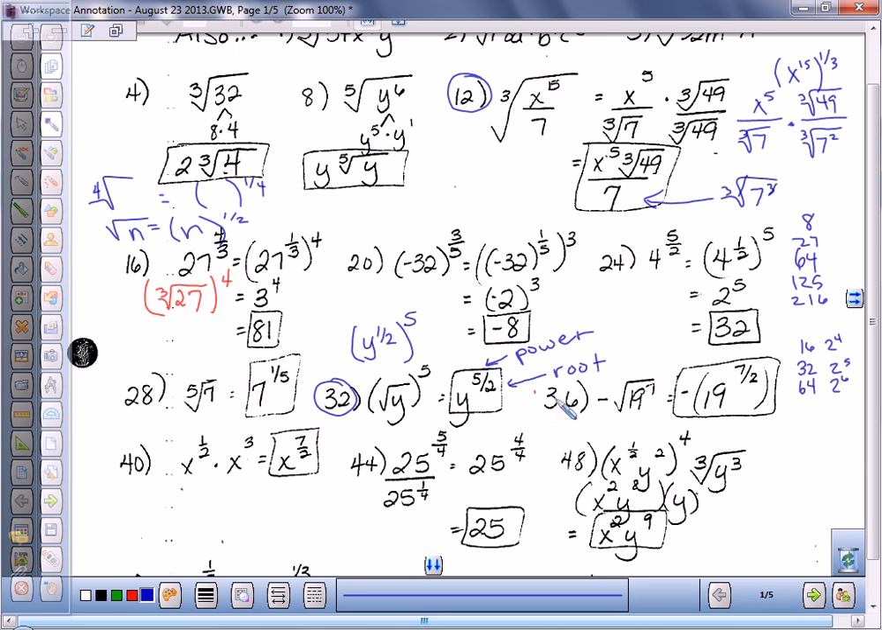Okay, there's one. It was number 40. I don't understand how you got 7 over 2. Okay. When you multiply like bases, n to the a times n to the b, yesterday we talked about you add your exponents. So I'm multiplying like bases, so I have to add the exponents. 1/2 plus 3 is 3.5. Do we ever have a mixed number? No, we don't. So you just change that to 7/2.